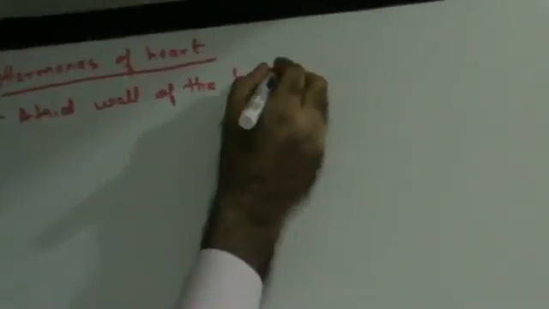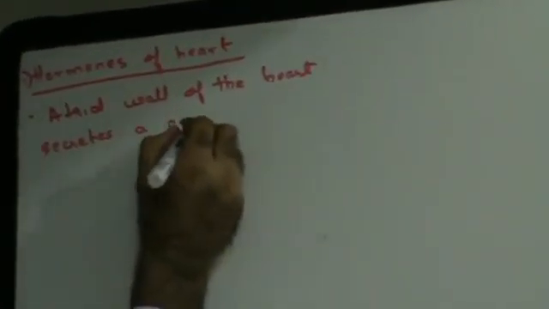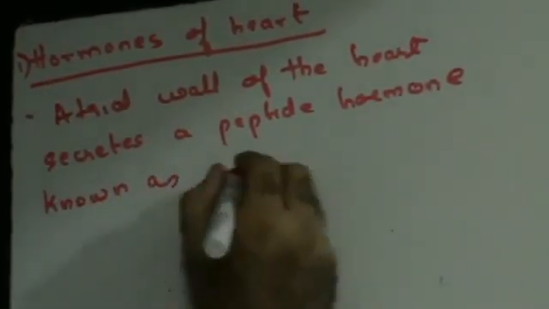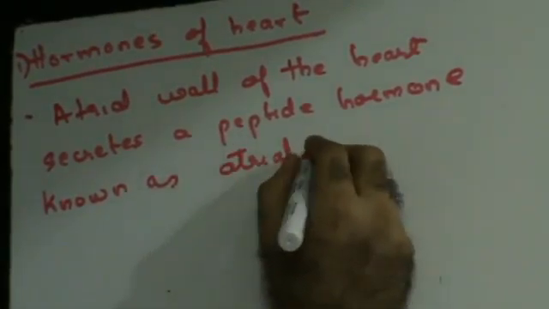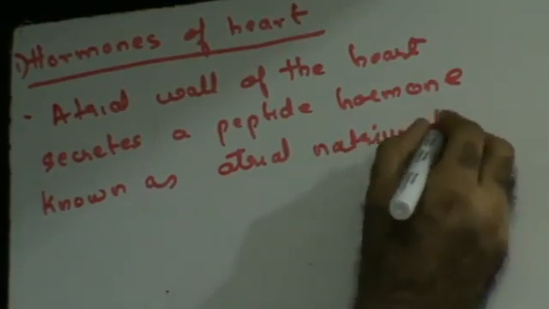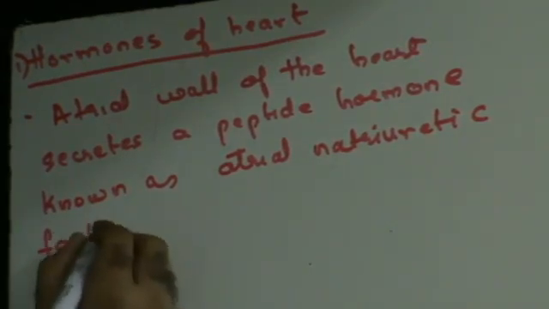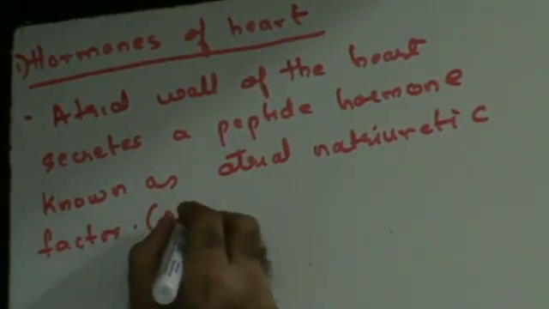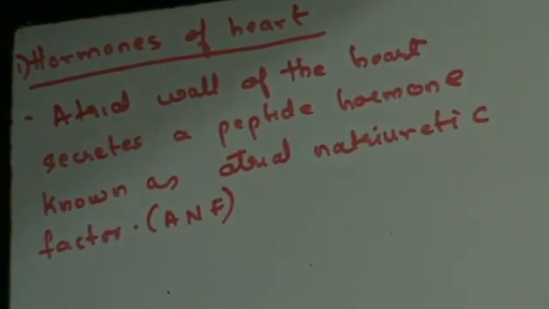Now, let's continue with the hormones that we were doing. Let's consider the hormones of the heart. The atrial wall of the heart secretes a peptide hormone known as atrial natriuretic factor. This is the hormone that is secreted by the wall of the heart, right?